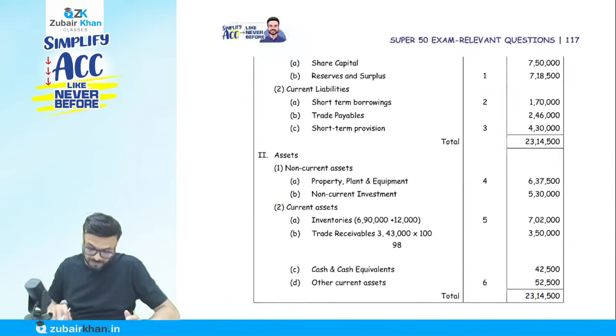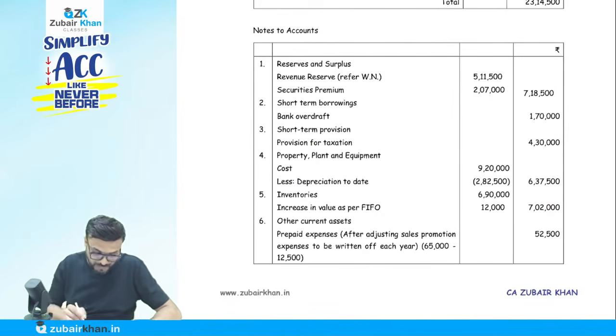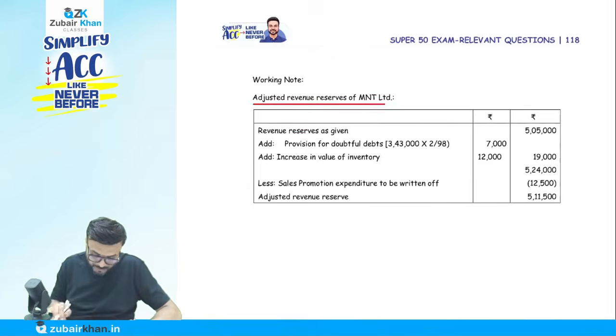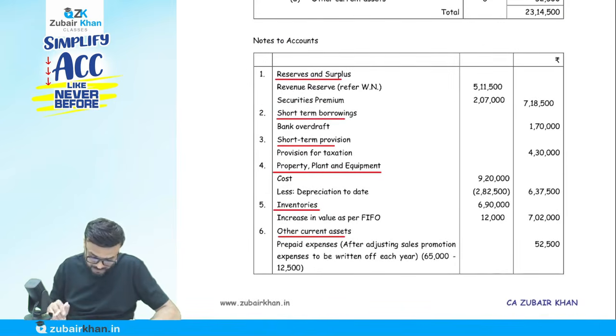So what happened is that when they prepared the balance sheet, in the same fashion they have prepared all these notes to accounts. I will explain each of them. So they have increased the stock by this 12,000.